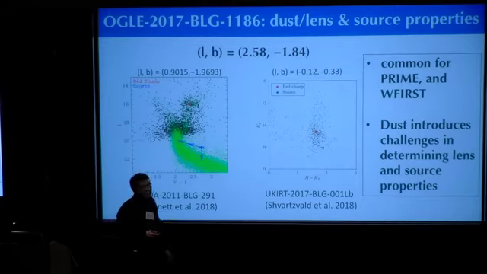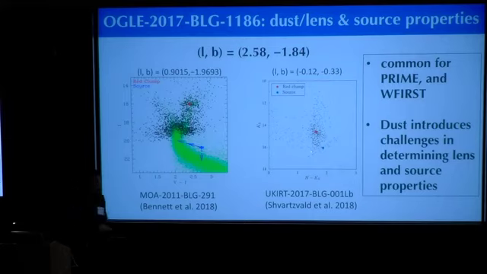Such events will be much more common in the future, for example, for the prime telescope Taka discussed and for the WFIRST survey in the future. So this introduces complications in determining the lens and source properties, their distances. So these challenges have to be met in order to understand the lens and source configurations.